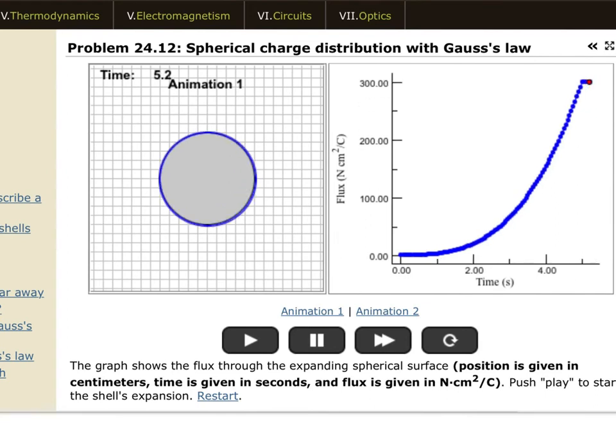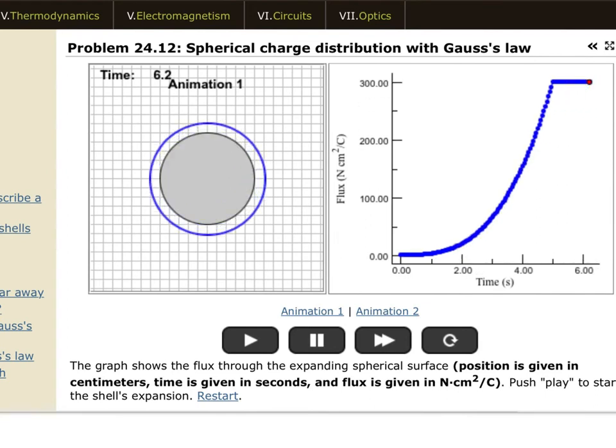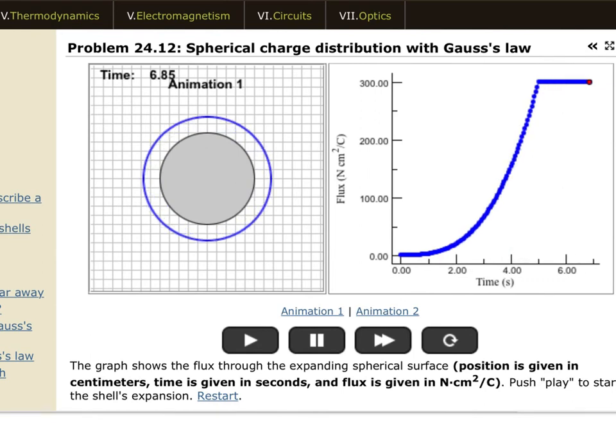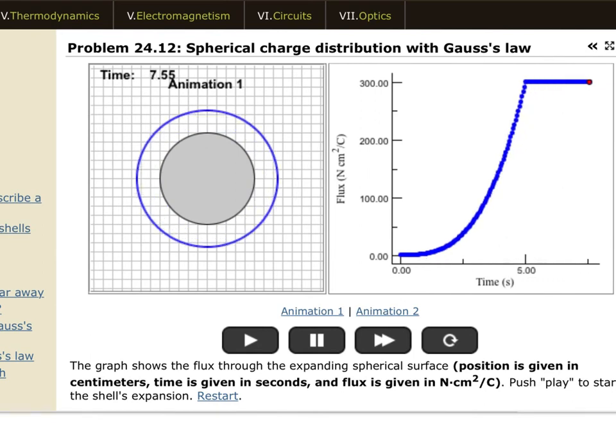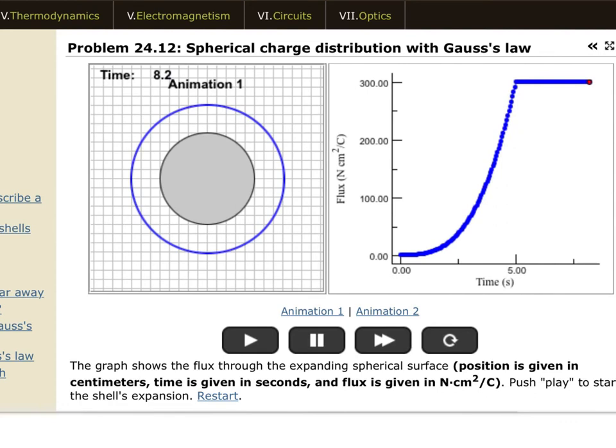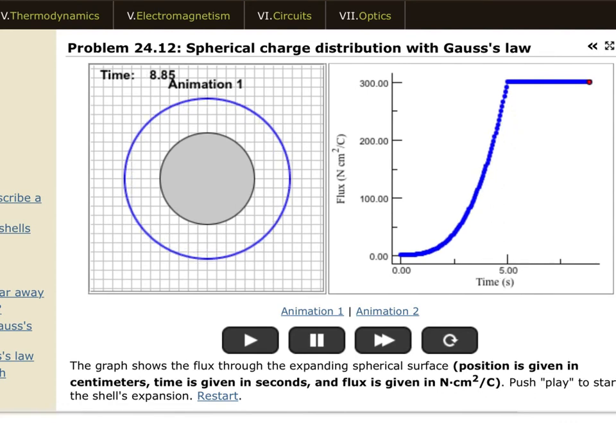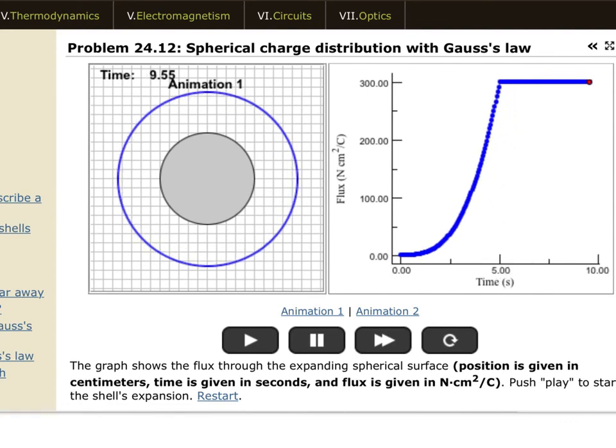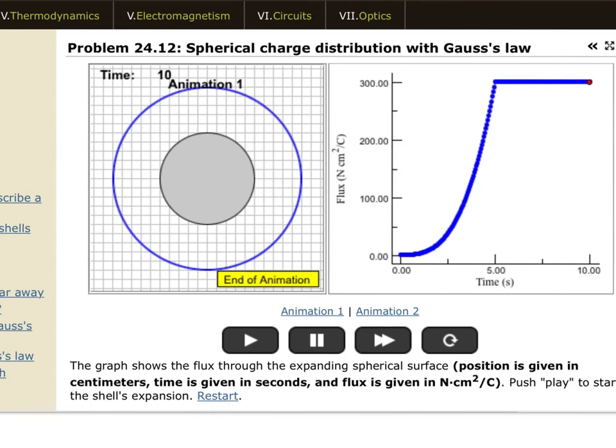The expanding detector. Now the flux is constant. Once it passes outside of the gray sphere, it's constant. What does that mean? If the flux is constant by Gauss's law, it means what? And then finally it stops at 10 seconds.